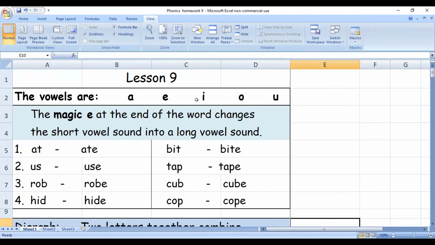If you look at this one, the short sound is E, and the long sound is the name of the letter, which is I. The short vowel of this sound is O, and the long vowel is O. You drag it a little bit; it is longer. And the next one is U. That is the short one, and the long sound is U.